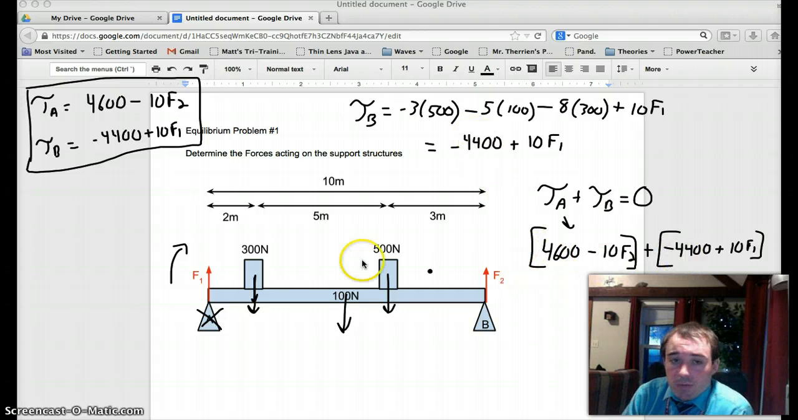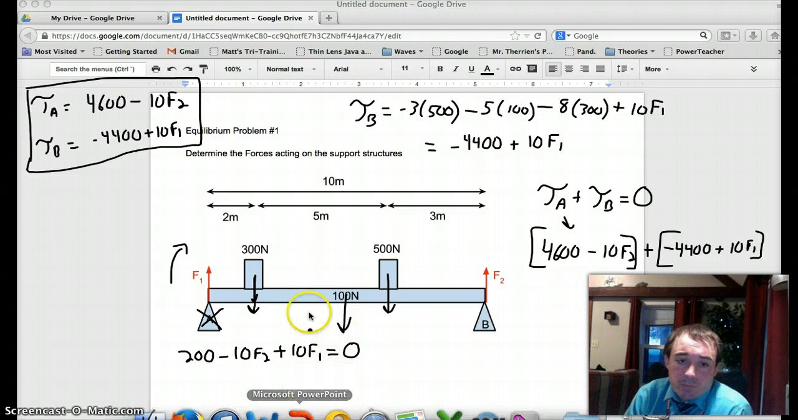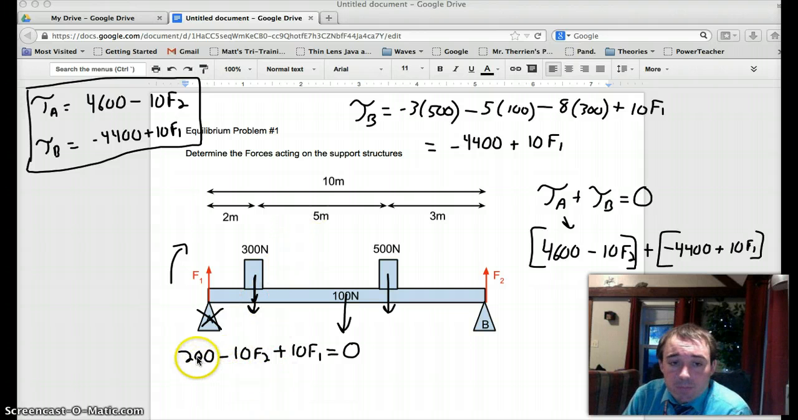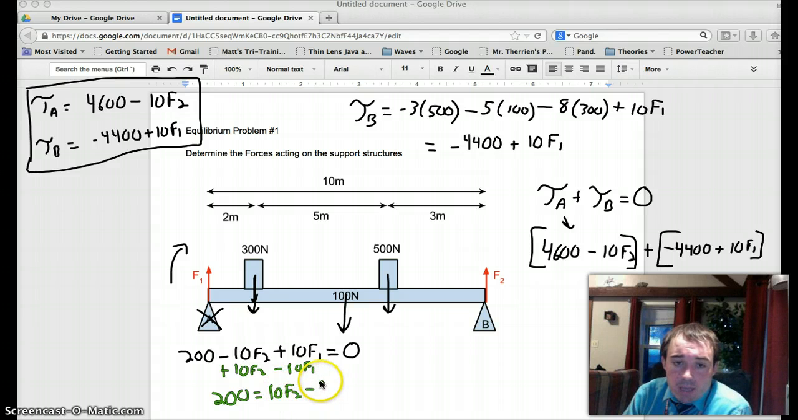So 4600 plus negative 4400, let me just go over here so I'm not on my picture, is a positive 200 minus 10 F2 plus 10 F1 equals 0. And I'm going to simplify that just one more step. I'm going to add 10F2 to both sides and subtract 10F1 from both sides at the same time. So I'm going to get 200 equals 10F2 minus 10F1. And then my final step, factor out the 10.